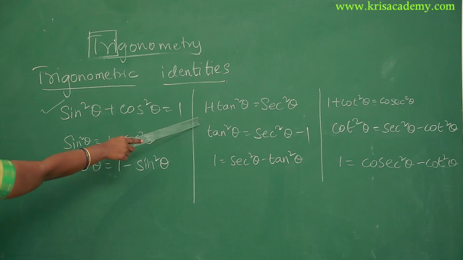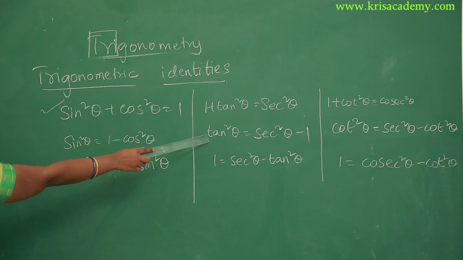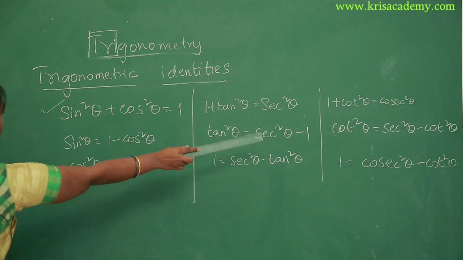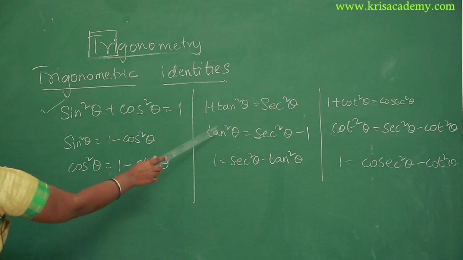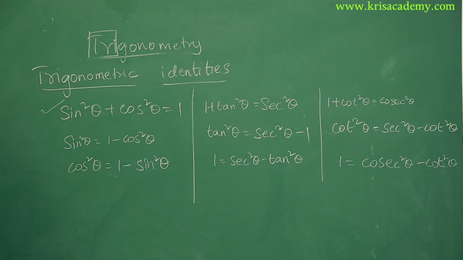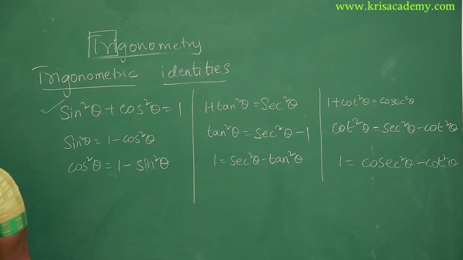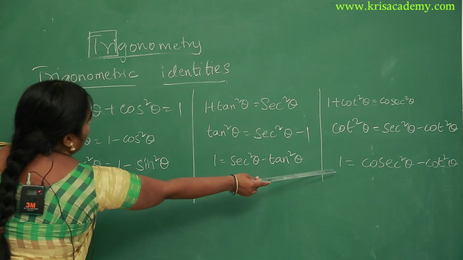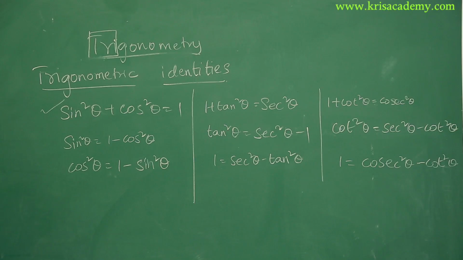Second one is 1 + tan²θ = sec²θ. tan²θ is equal to sec²θ minus 1. 1 is equal to sec²θ minus tan²θ. Third one is 1 + cot²θ = cosec²θ. cot²θ is equal to cosec²θ minus 1. 1 is equal to cosec²θ minus cot²θ.